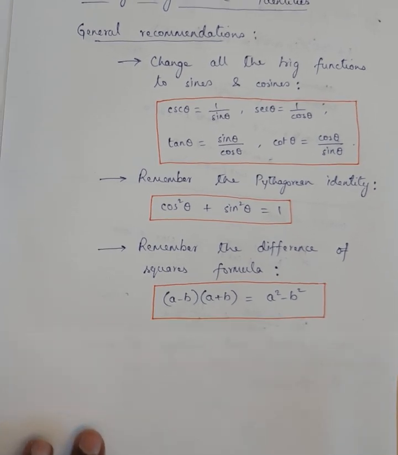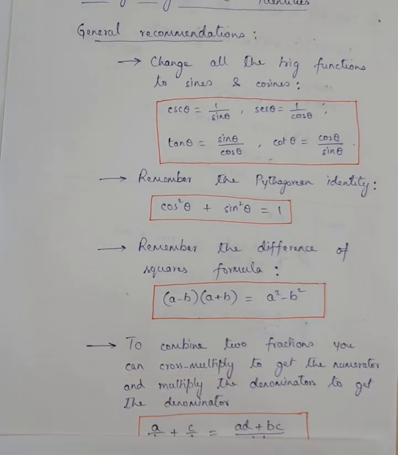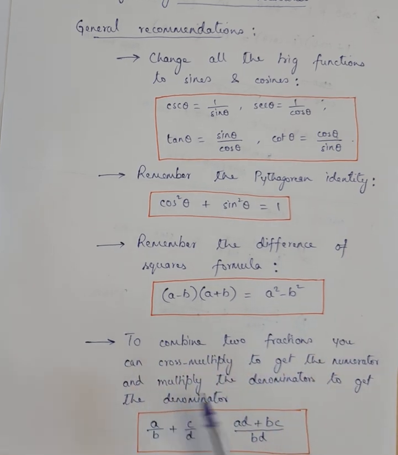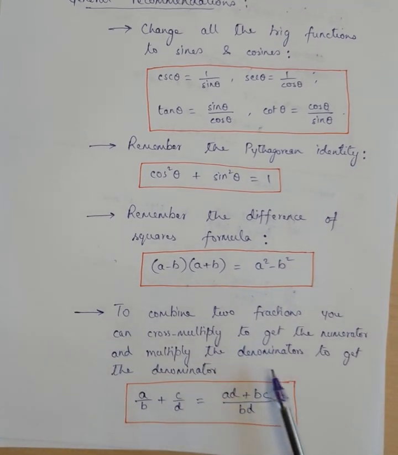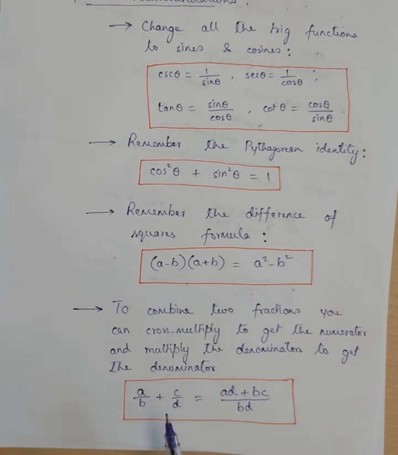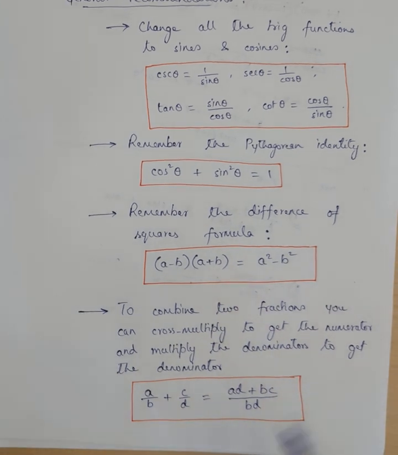And finally, if you have to combine two fractions, you can cross multiply to get the numerator and multiply the denominators to get the denominator. So if you have to add or subtract two fractions, you might know to take the common denominator and then divide each of the denominators. You could do that, but the other thing you could do is simply cross multiply.